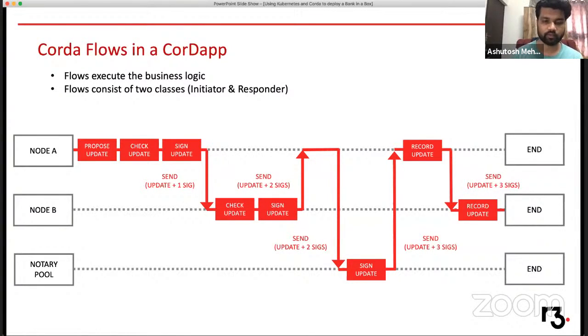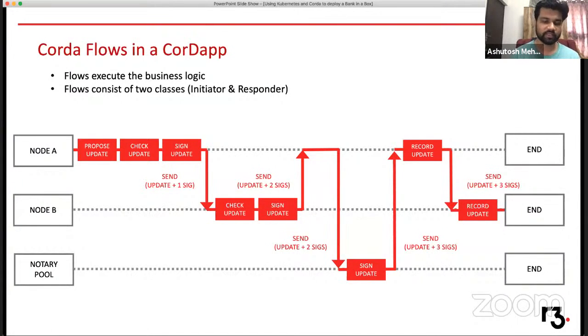When the counterparty receives this transaction, he'll use the responder flow to also check whether the transaction that has been sent to him is valid as per the contract. That's because he doesn't trust anyone, right? He has to do all the checks on his own. Once he validates and sees that everything is fine, he'll sign the transaction and send it back to whoever sent it to him.